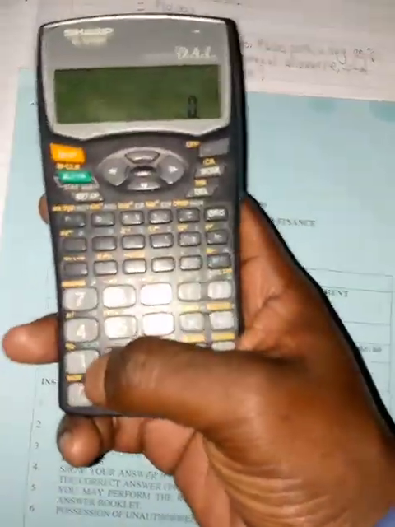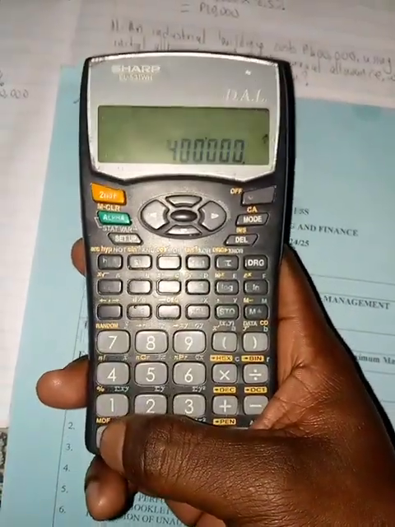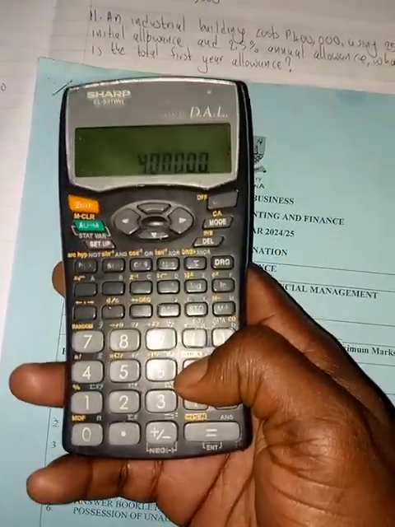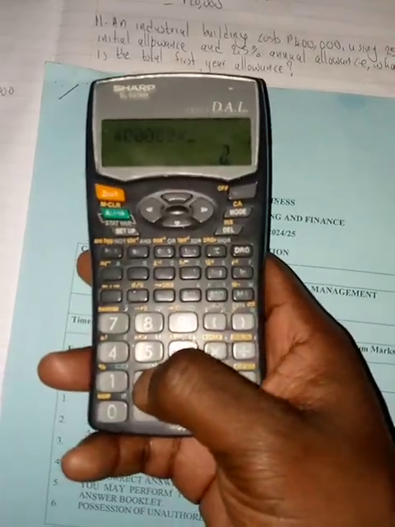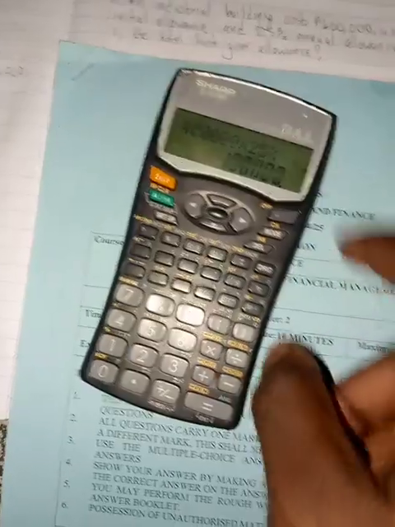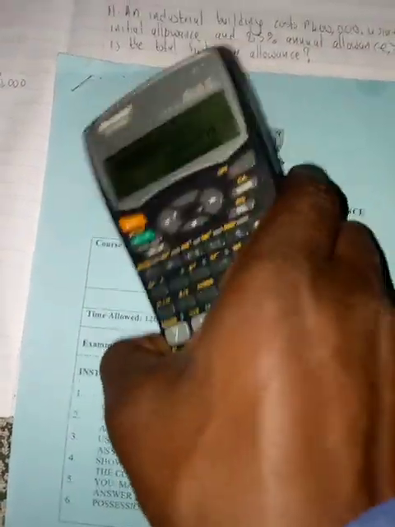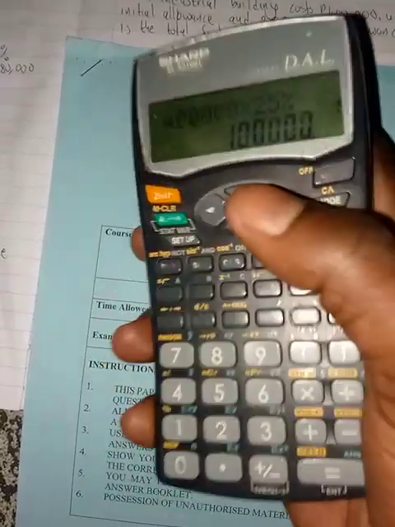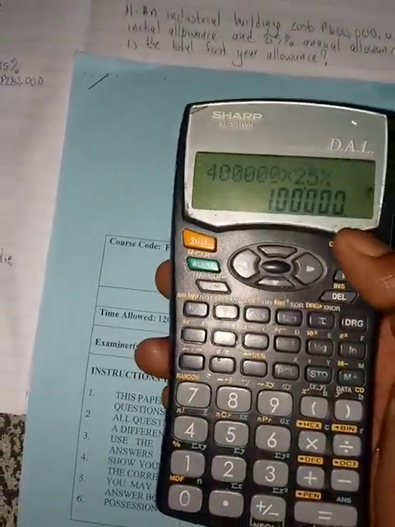To get the allowance, it's the cost, 400,000, times the rate, 25%. That's 100,000. Take note of that. Write that somewhere. That's our initial allowance. Now we calculate the annual allowance.